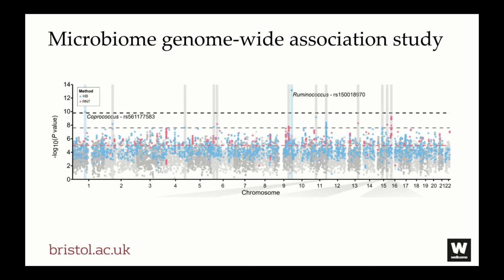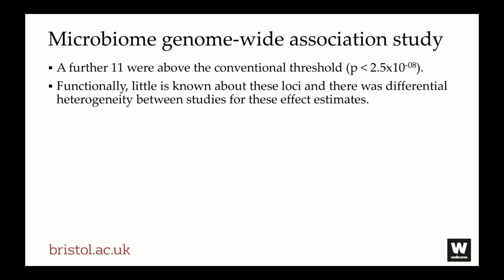In the first meta-analysis of a genome-wide association study with the gut microbiome, we found 2 hits, one on chromosome 9 and one on chromosome 1, associated with different types of bacteria in the gut. So 2 reached our study-wide significance threshold, and then 13 in total reached conventional genome-wide significance levels, which is brilliant because that enables us to do Mendelian randomization analyses of these bacteria on various health outcomes.